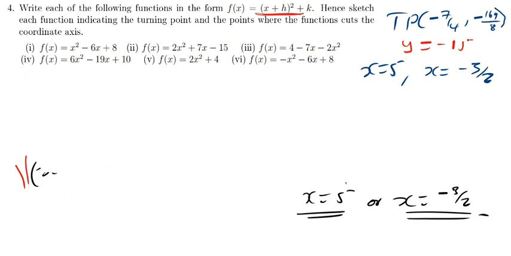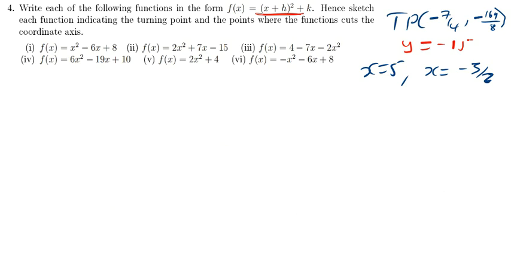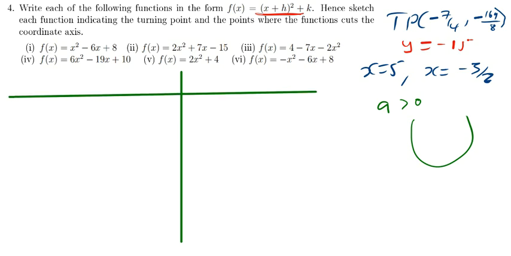Now, the next thing that we have to do is identify, knowing if the graph is going to go like that or like that, going to have a minimum or maximum. What is a? a is greater than 0. The graph will curve like that. Now I can have my sketch. I can have my sketching like that.